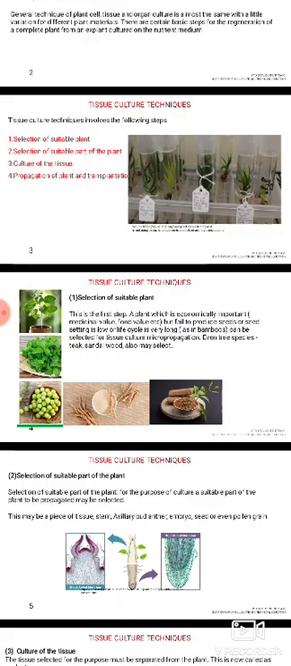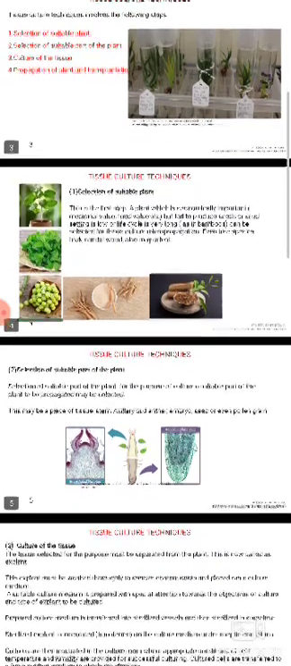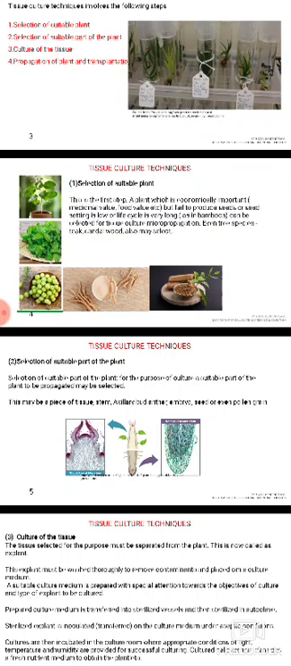Coming to the first one, that is selection of the plant. This is the first step. Here, a plant which is economically important, that is having a medicinal value or food value, but fails to produce seeds, or seed setting is low, or the life cycle is very long, as in the case of bamboo, can be selected for tissue culture micropropagation. Even tree species like teak and sandalwood may also be selected.